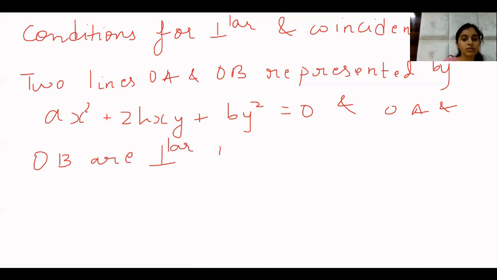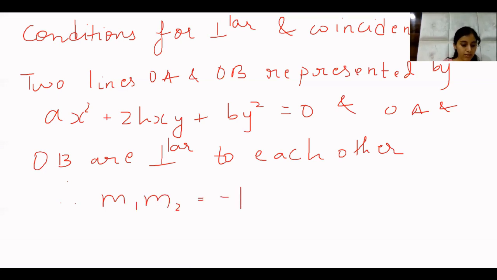If they are perpendicular to each other, what will happen? What will be the angle between them? 90 degrees, right? So if the angle is 90 degrees, we can say that the product of their slopes will be -1. Okay, therefore m1 m2 is equal to -1. Therefore what is m1 m2? It is a upon b from the main equation, right? So a upon b is -1. So we have a is equal to minus b, and therefore a plus b is equal to 0.